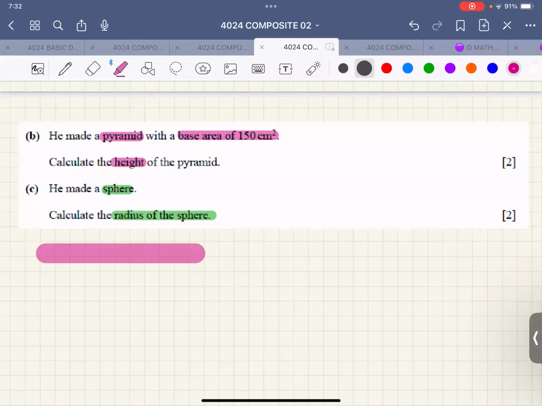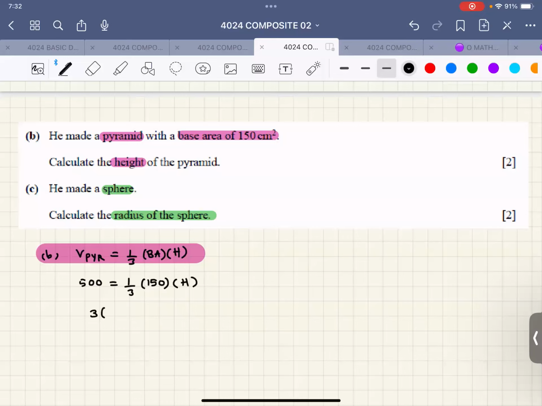So this is part B. And again, we are talking about volume of the pyramid. That is 1/3 base area into height. Volume is 500, 1/3 remains as it is. Base area is 150, height is H. So therefore, 3 into 500 divided by 150 equals H. 3 ones are 3 into 50. The zeros cancel out. Therefore, H comes out to be 10 centimeters.